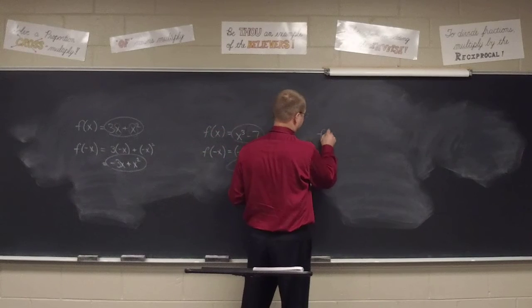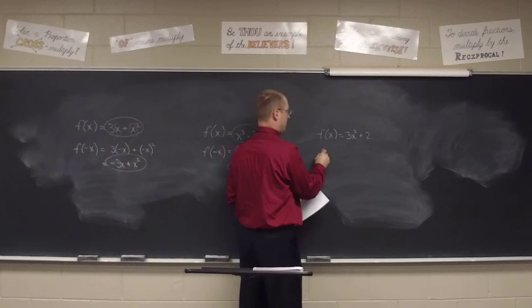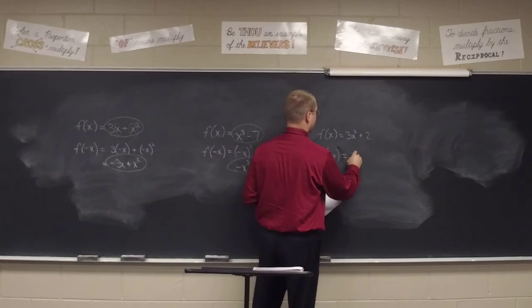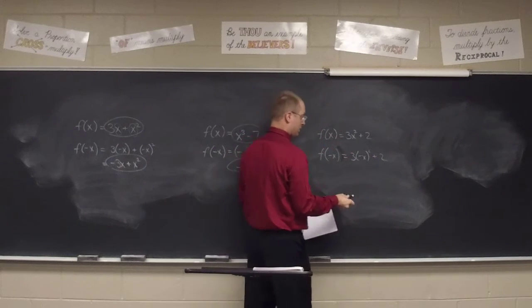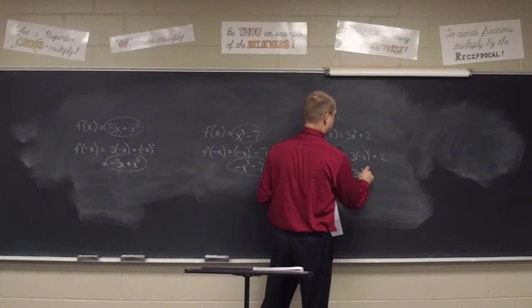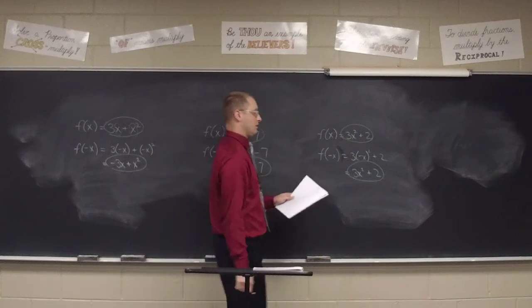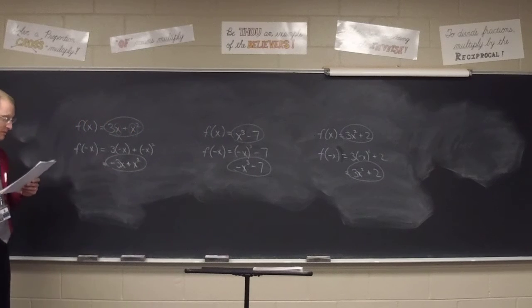We've got f of x is equal to 3x squared plus 2. We need to find f of negative x, which is going to give us 3 times negative x squared plus 2. Of course, when we square the negative x, that gives us 3x squared plus 2. Are they exactly the same? Yes, then it is an even function. No examples of odd on this one, just because.